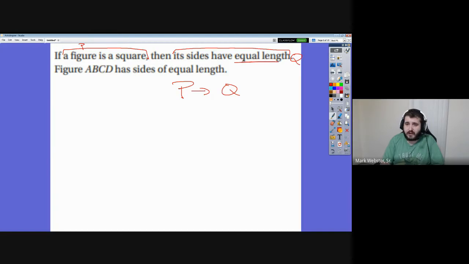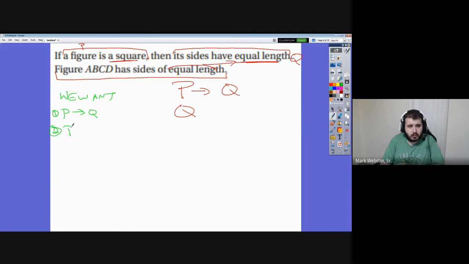So Q is about having equal length. P is about being a square. Figure A, B, C, D has sides of equal length. Well, that's a Q statement, right? Equal length is about Q. So once again, remember what we want is P implies Q, and then we want to be able to say P. That way we can therefore say that Q is true.